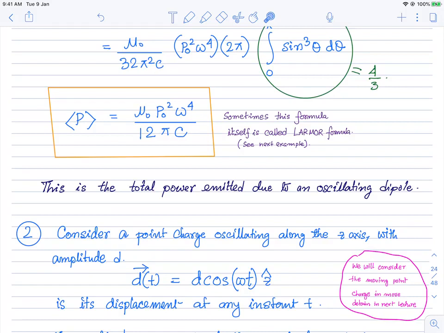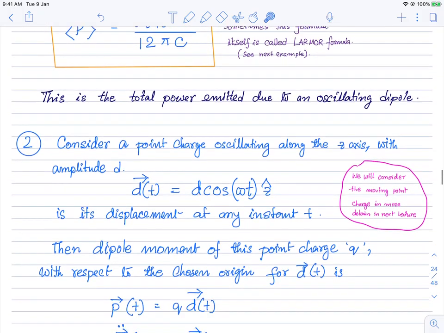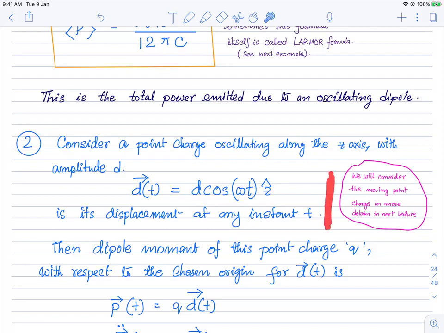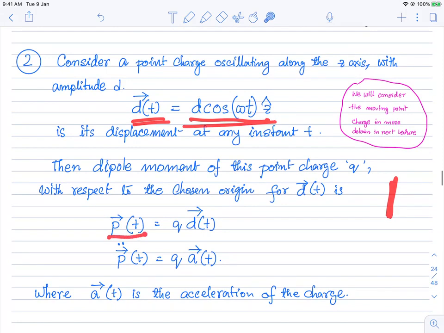Okay, so let me briefly describe that now. I will describe the point charge in more detail in the next video. So basically, if we have a point charge which is oscillating in a fixed direction, like this, then this is the displacement vector for the point charge, and the dipole moment is going to be q times this displacement vector with respect to any origin. You choose an origin, and the dipole moment is defined with respect to the same origin, and it's q times d, as you know.